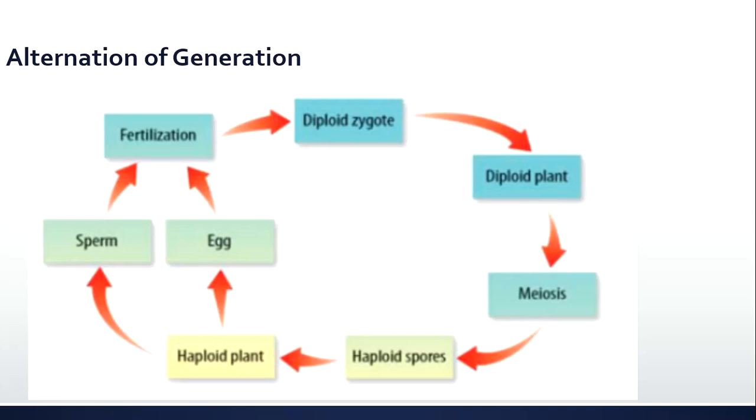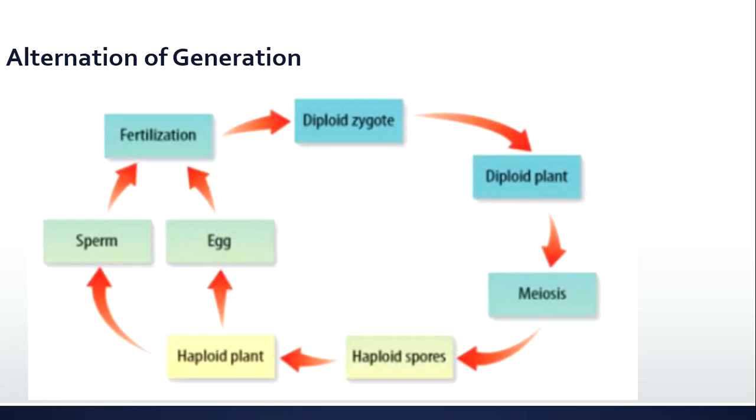Some organisms, including plants, have two life stages called generations. One generation is almost all diploid cells. The other generation has only haploid cells. Alternation of generations occurs when the life cycle of an organism alternates between diploid and haploid generations, as you can see here.